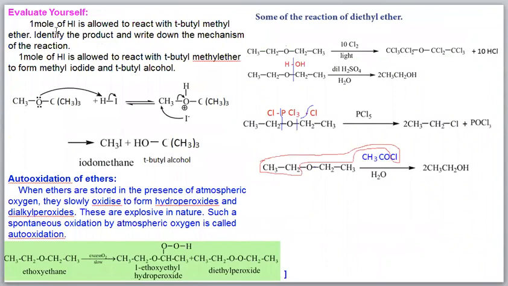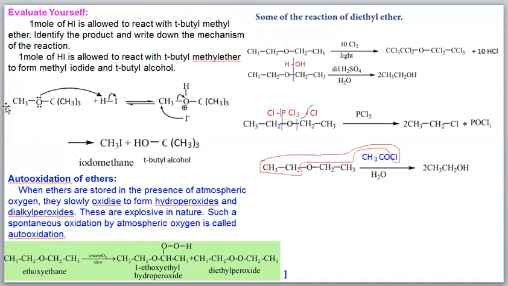Evaluate yourself. 1 mole of HI is allowed to react with tertiary butyl methyl ether. Identify the product and write down the mechanism of the reaction. So one side is a tertiary butyl group, a carbon with 3 methyl groups, and on the other side is a methyl group, reacting with the HI.